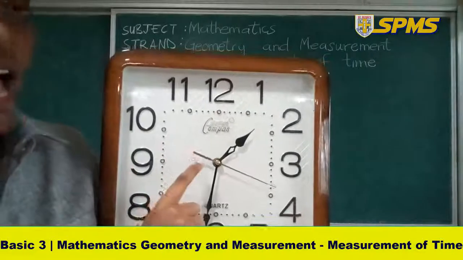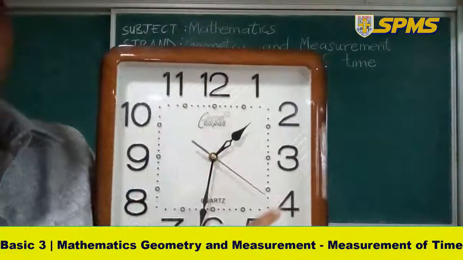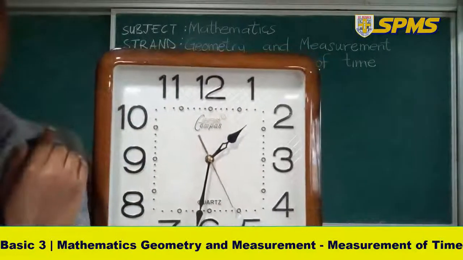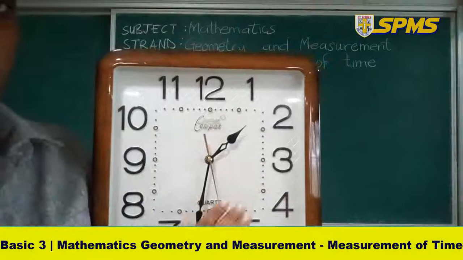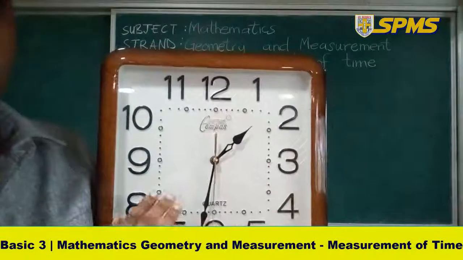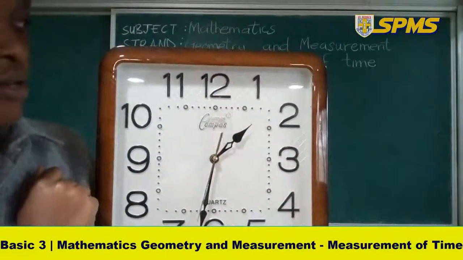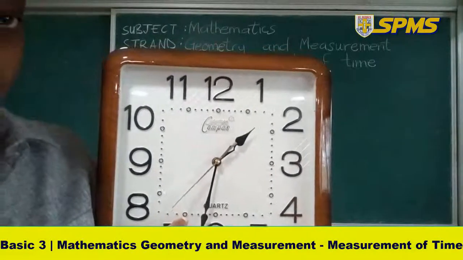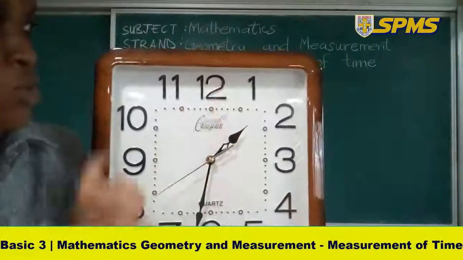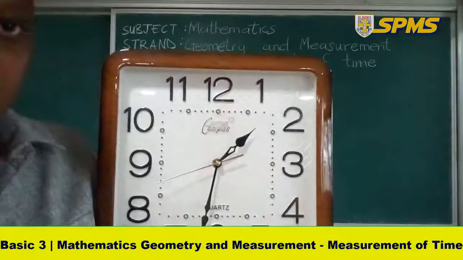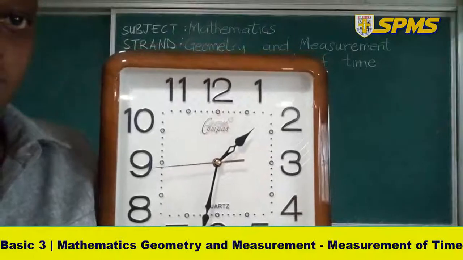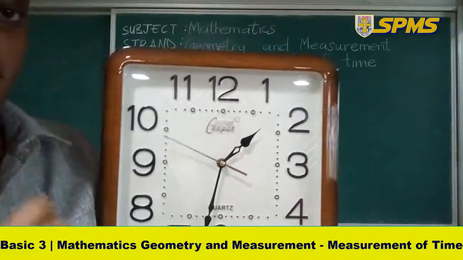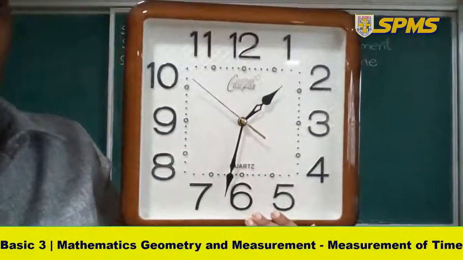So the second hand makes a complete journey for the minute hand to move. And they are both moving in a clockwise direction. So you can see the second hand moving. It started from 12, it will end on 12, and then our minute hand will move. 1. Okay.